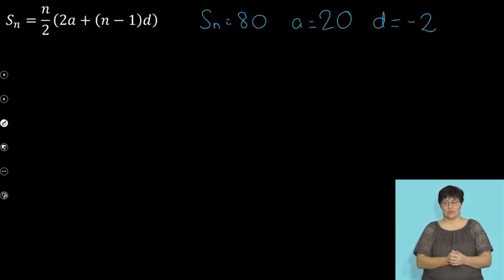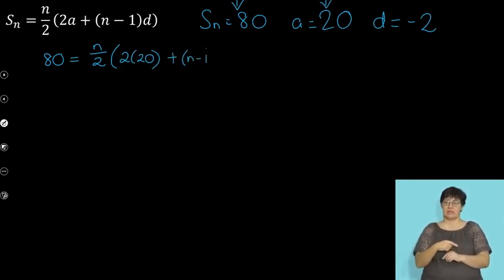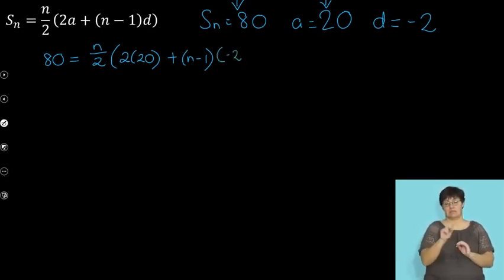So I'm going to be substituting in 80 for Sn, because I know that is the total of the series. N is unknown, so I'm still going to have n over 2. Then I'm going to have 2 times 20, because I'm substituting in a is equal to 20, plus n minus 1, because I don't know the value of n, multiplied by -2. Great. So we are trying to solve for n.